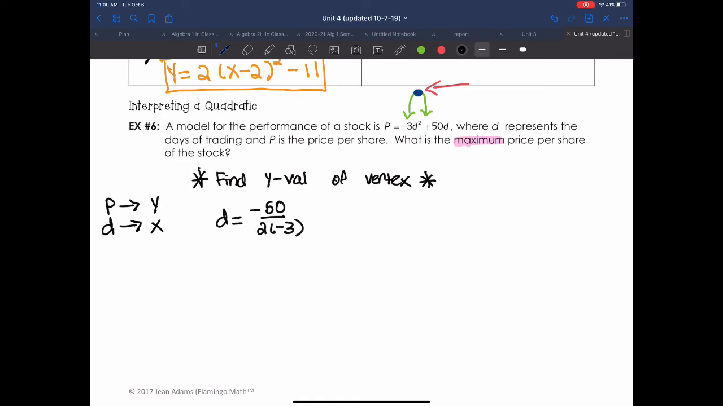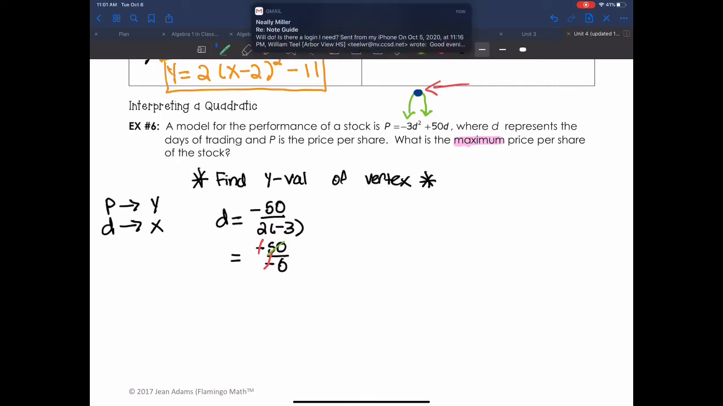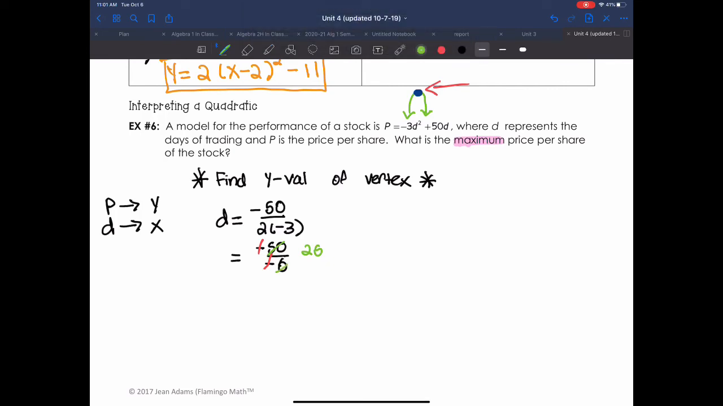Now, if I simplify this a little bit, this is going to be equal to negative 50 divided by negative 6. A negative divided by a negative is a positive, so I can cancel those out. And I can also reduce this fraction. If I pull a 2 out of 50, that gives me 25, and pulling a 2 out of 6 gives me 3. So I have 25 thirds as my x coordinate, or in this case, my d coordinate.